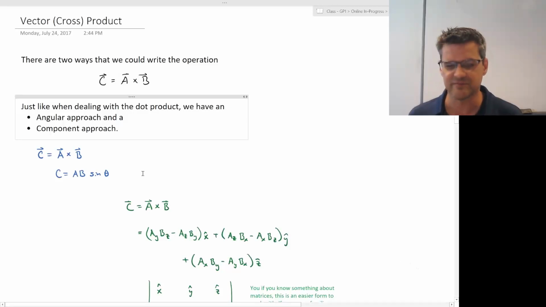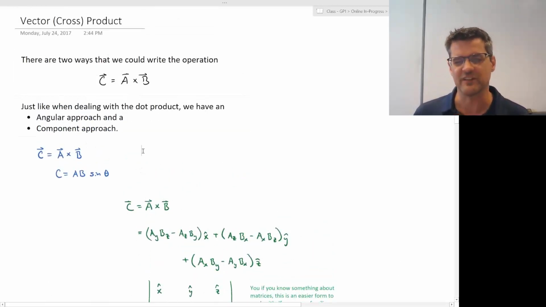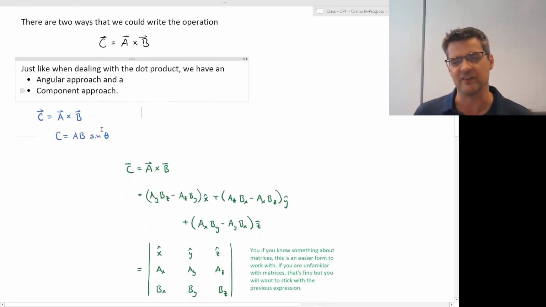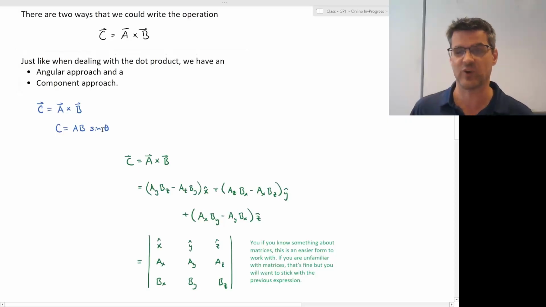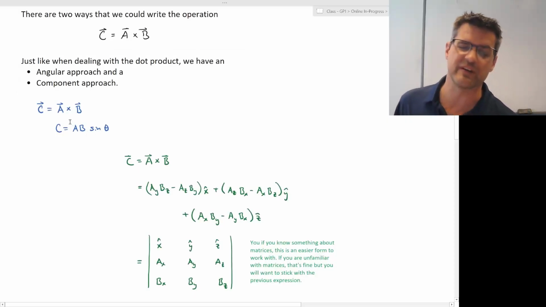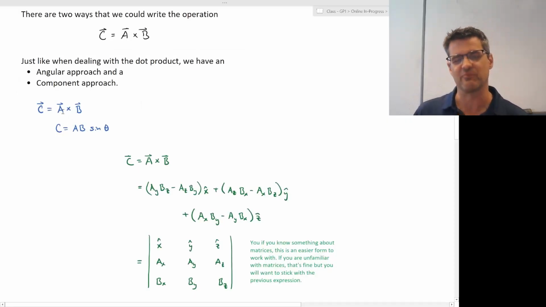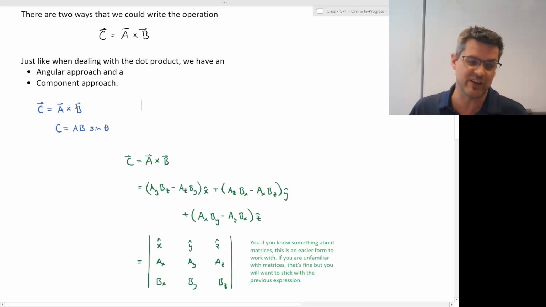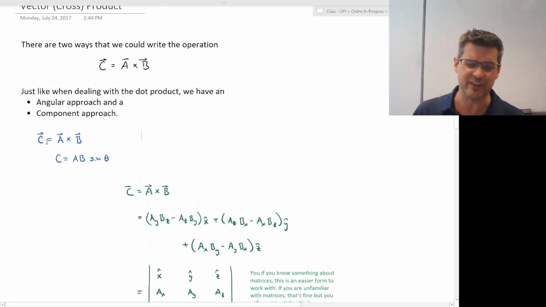Yeah, so that's it. So when we're dealing with the dot product, we have this angular approach, component approach. With this vector product, this cross product, what we're doing is actually finding a component of a vector perpendicular to another vector times the magnitude of that other vector. And then the direction is determined by something called the right-hand rule. And graphically, we would be doing something like this.